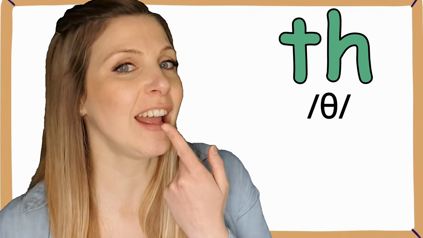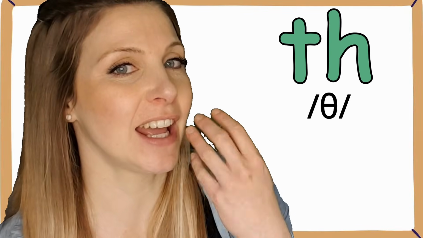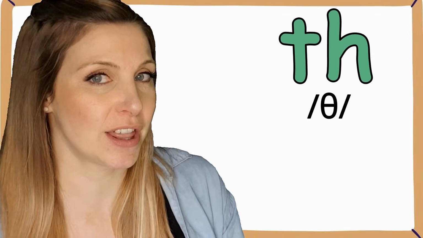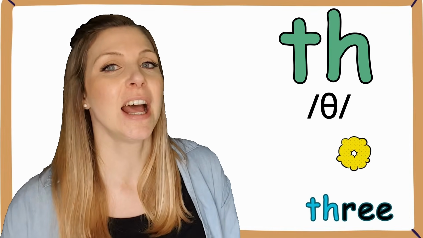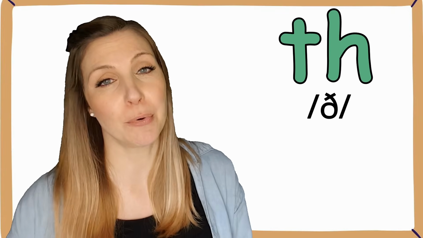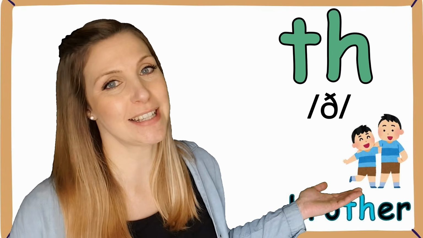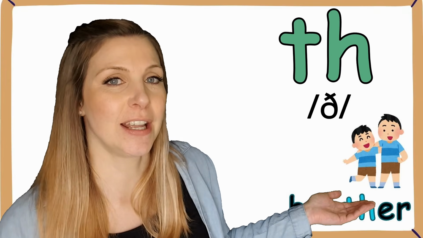You put your tongue at the top of your teeth like this and blow out air. And this is the soft sound, like in the number 3. And there is also another version of this digraph, and that makes a harder sound, like th. For example, in the word brother, you've got the TH and it makes the th sound.